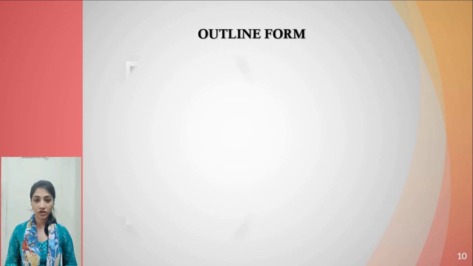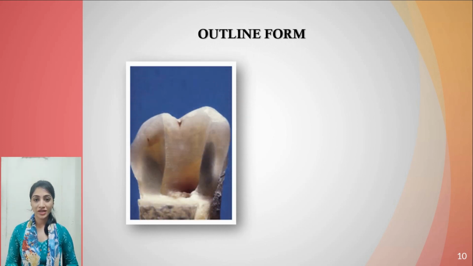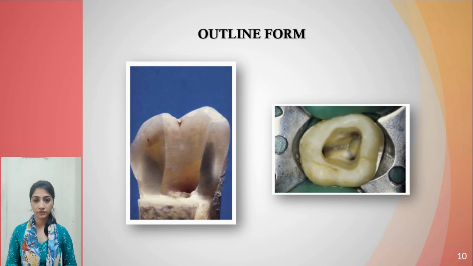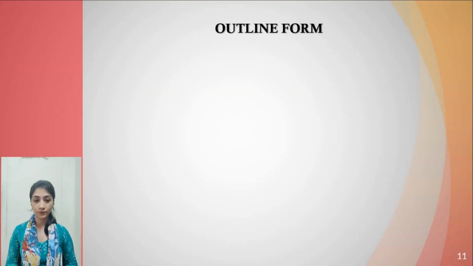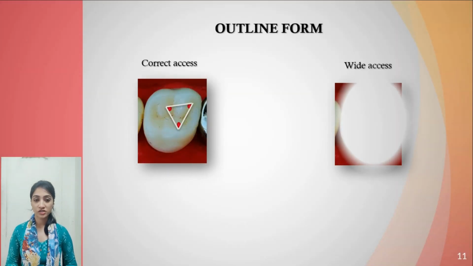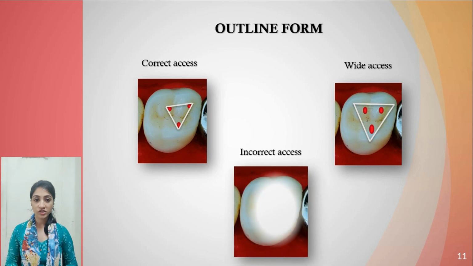After proper anesthesia and isolation, we start with the access cavity preparation. An ideal access cavity eliminates the need for a mirror and searching for the orifice every time you try to enter the canal with an instrument. This feature is the outline form. As you can see in this picture, the access cavity should be neither too large nor too small. The location of canal orifices dictates the shape of the access.